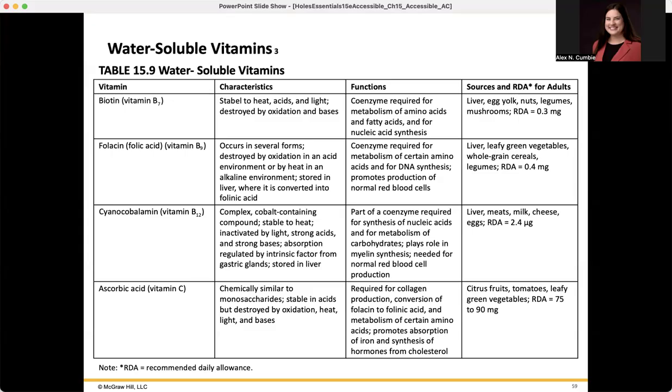Vitamin B12, cyanocobalamin, is working to help us with myelin synthesis for our neurons, helps your brain, and is needed for red blood cell development. This is a very important vitamin. And then lastly, vitamin C, which is called ascorbic acid, helps us with collagen production and a number of other things, like absorbing other nutrients.